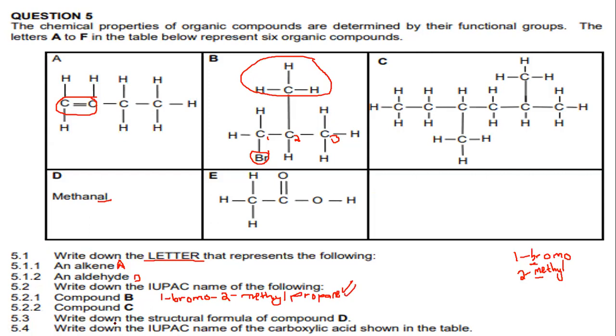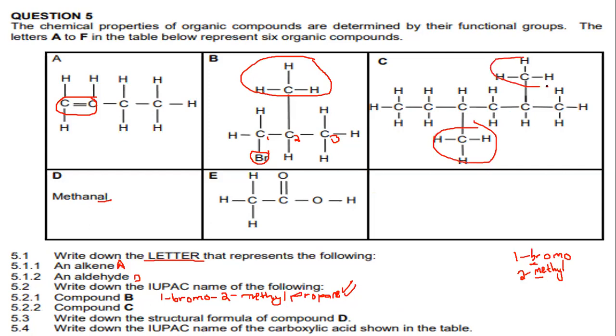Then we must give the IUPAC name of compound C. Then I look for the longest chain without breaking. So either way that you count, it gives you 6. Now, if I want to number this, I check that if I say this is the parent chain, this one, then this will be a substituent.